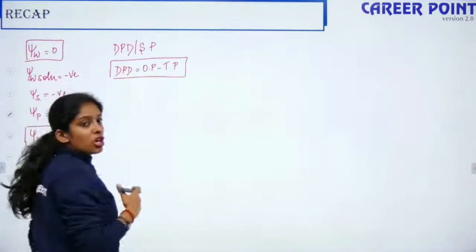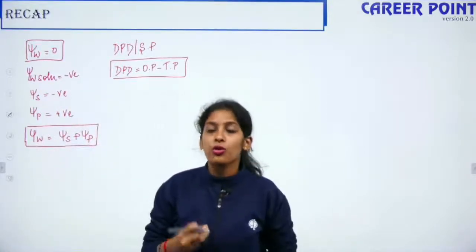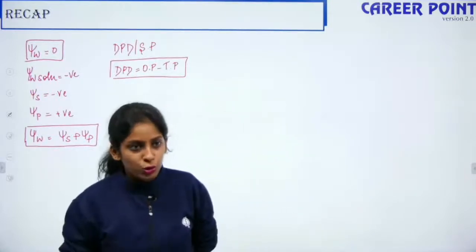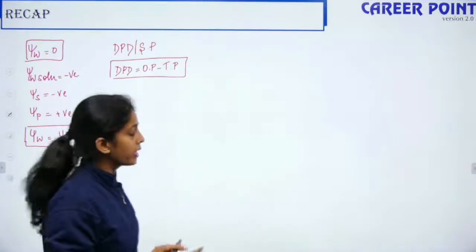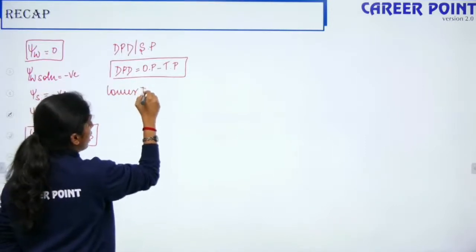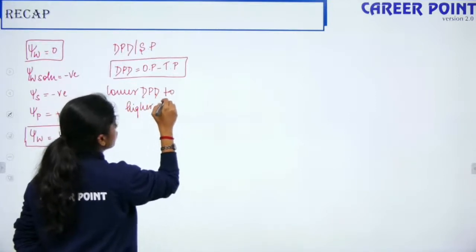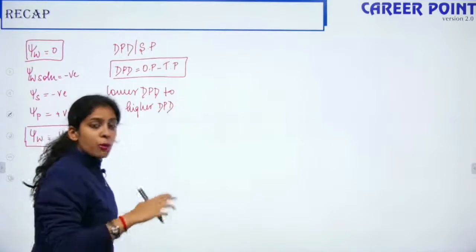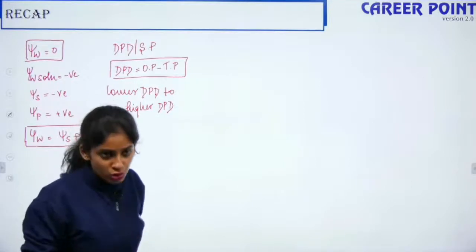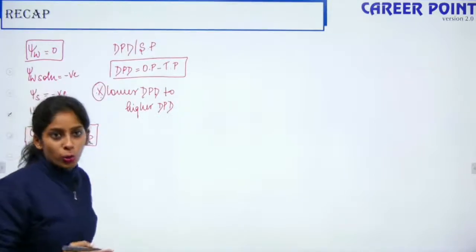When you talk about DPD, that is the difference of the water potential. That is the difference in the diffusion pressure of water in the pure state to the diffusion pressure of water in a solution state. The difference between both is called your DPD. When you calculate DPD, water moves from lower value of DPD to higher value of DPD. When you talk about osmosis, it moves from higher concentration to lower concentration. But when you calculate DPD, it goes from lower DPD to higher DPD. This is one point that you should always remember.